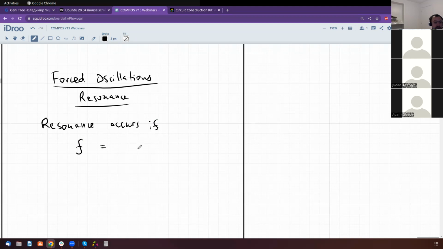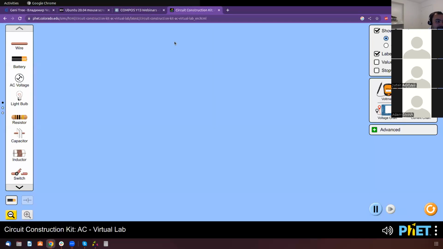Resonance occurs if the frequency of the forced oscillations, the frequency of the driver, is equal to the natural frequency. Well, we know the natural frequency is 1/(2π√(LC)). So if the frequency of the driver matches this, then we have resonance. So let's have a look.